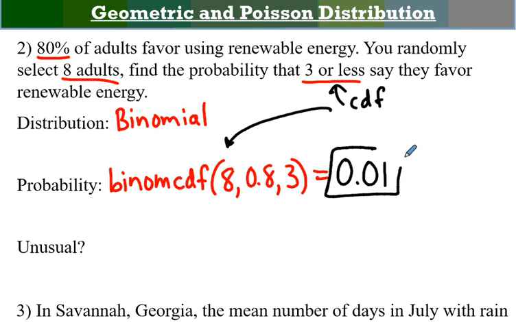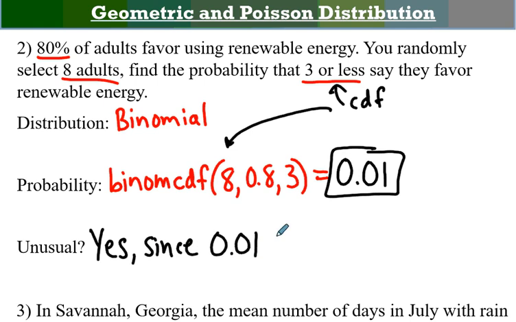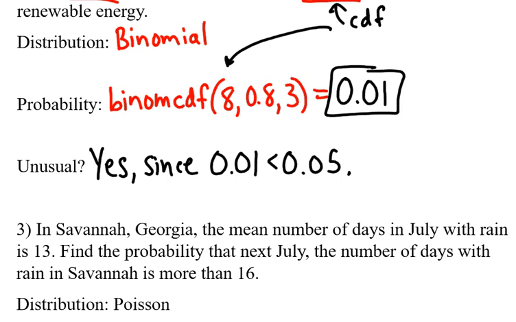0.01. Is this unusual? Yes. This is unusual since 0.01 is less than 5%. We would say this event occurring is unusual. Why is it unusual? Well, because 80% favor it. The likelihood we randomly sample 8 and get 3 or less is probably not going to happen because 80% of individuals are going to be in favor. It'd be pretty rare that we find 3 or less that are going to say yes, or say the opposite, in a small sample of 8.